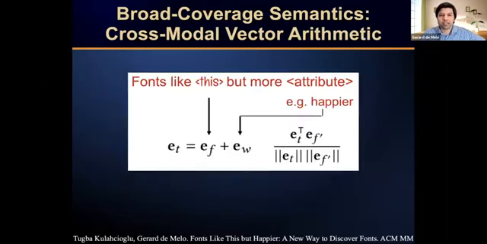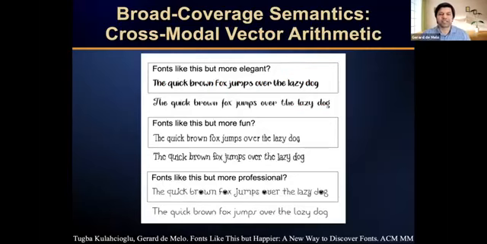But of course, it gets even more interesting when you do vector arithmetic. So one thing we tried was taking a font vector and just adding a word vector to it. And this allows you to do queries such as, give me fonts like this input font, but more elegant than this input font. And so you can see it seems to kind of work. You get fonts that perhaps are a bit more elegant, or in the second example, you get a font that's similar to the input font, but a bit more playful.